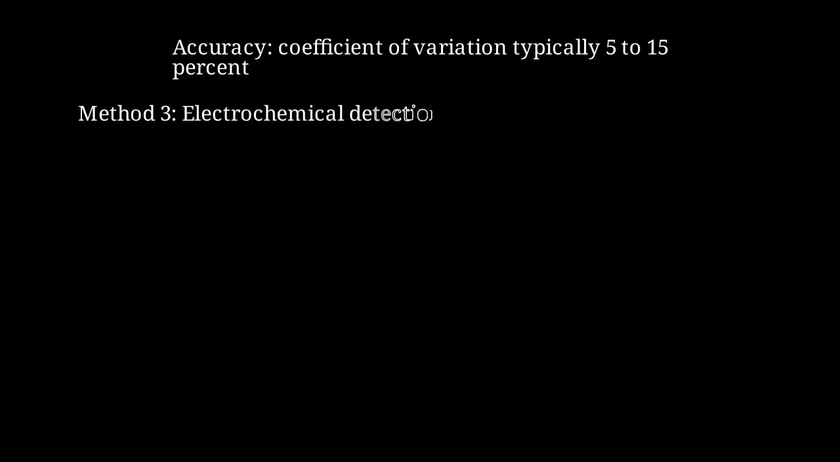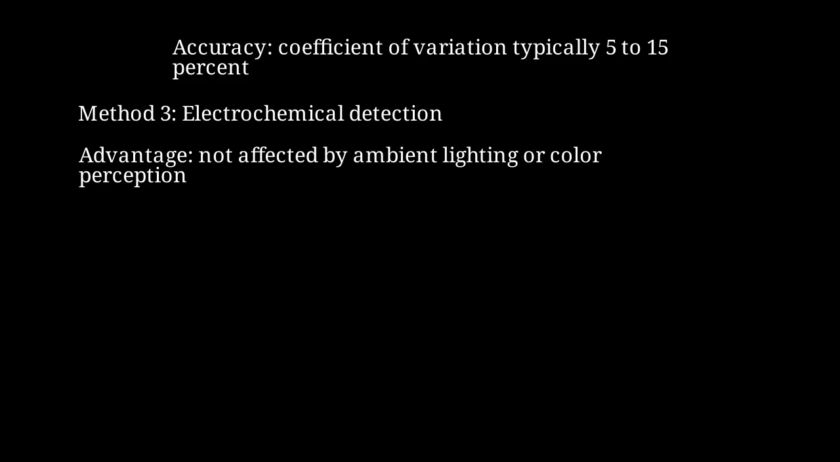Method 3 integrates printed electrodes. As reactions produce electroactive species, current or voltage changes can be measured quantitatively. Electrochemical detection is independent of ambient lighting and user color perception, providing more objective measurements. Let's look at an elegant design concept: origami paper devices.